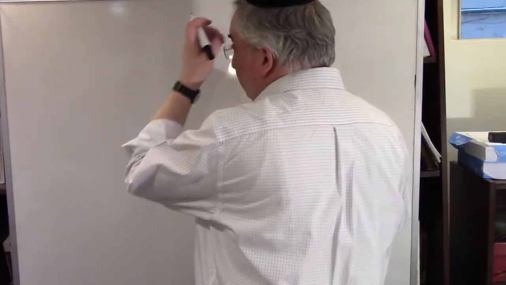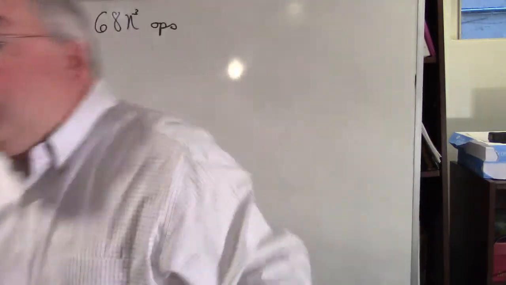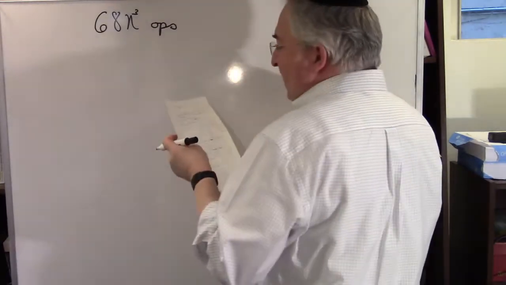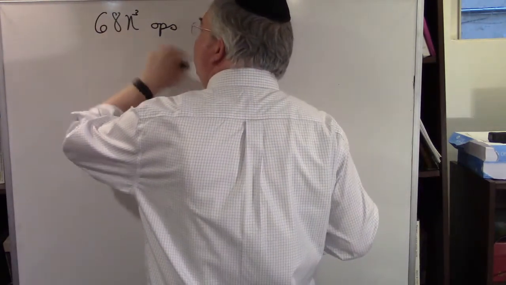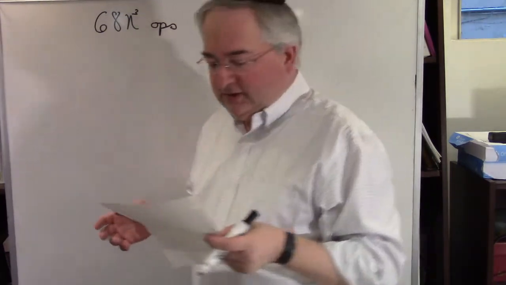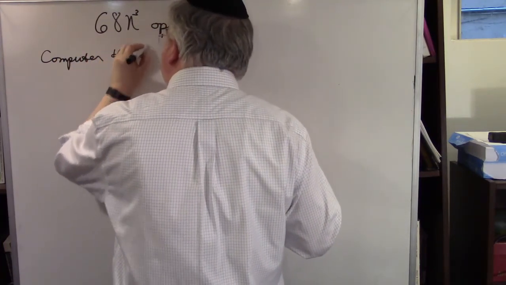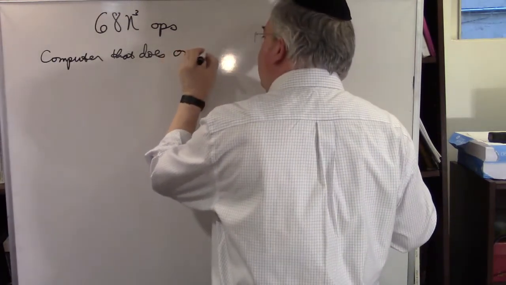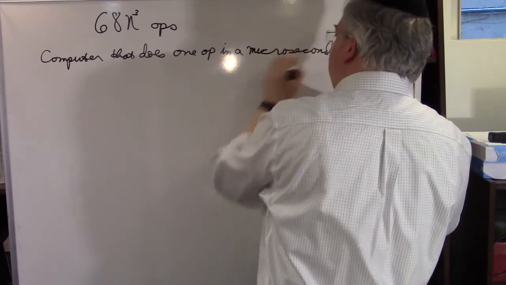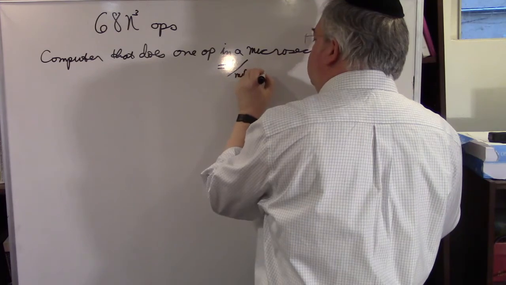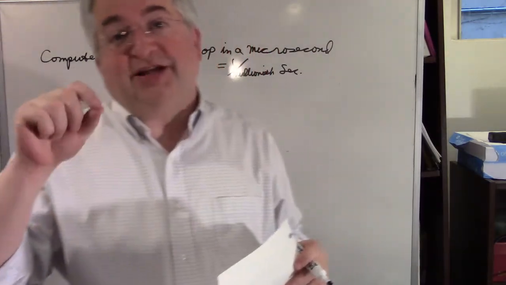Okay, so let's say you have an algorithm that demands 68n to the third operations. That's how many operations it demands. And you have a computer that does one operation in a microsecond. That's equal to 1/millionth of a second. So you can do 1,000,000 operations in a second. That means each operation takes 1/millionth of a second.